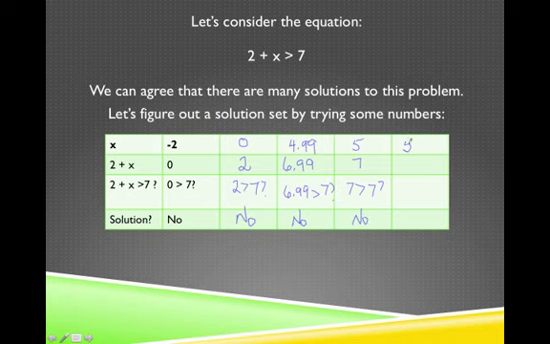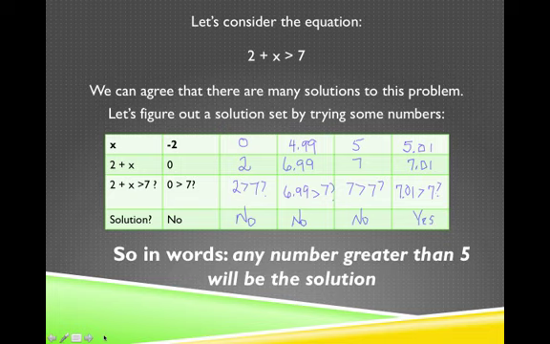So we haven't yet found a solution. We're going to have to go a little bit bigger than 5. Let's try 5.01. 2 plus 5.01 is 7.01. Now let's check. Is 7.01 greater than 7? Yes, in fact, it is. So we found a single solution, but there will be many to this inequality. In words, any number that is greater than 5 will be a solution to this inequality.